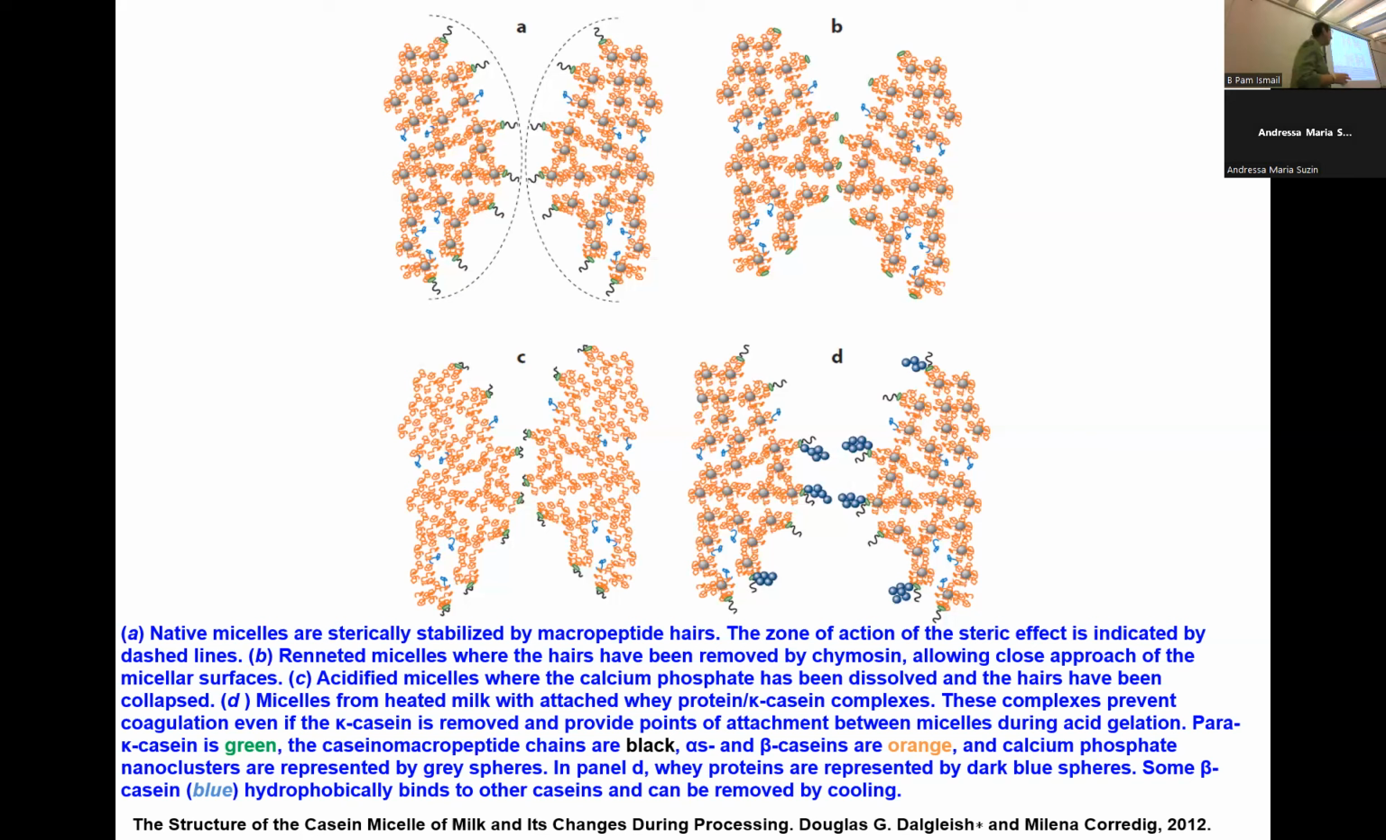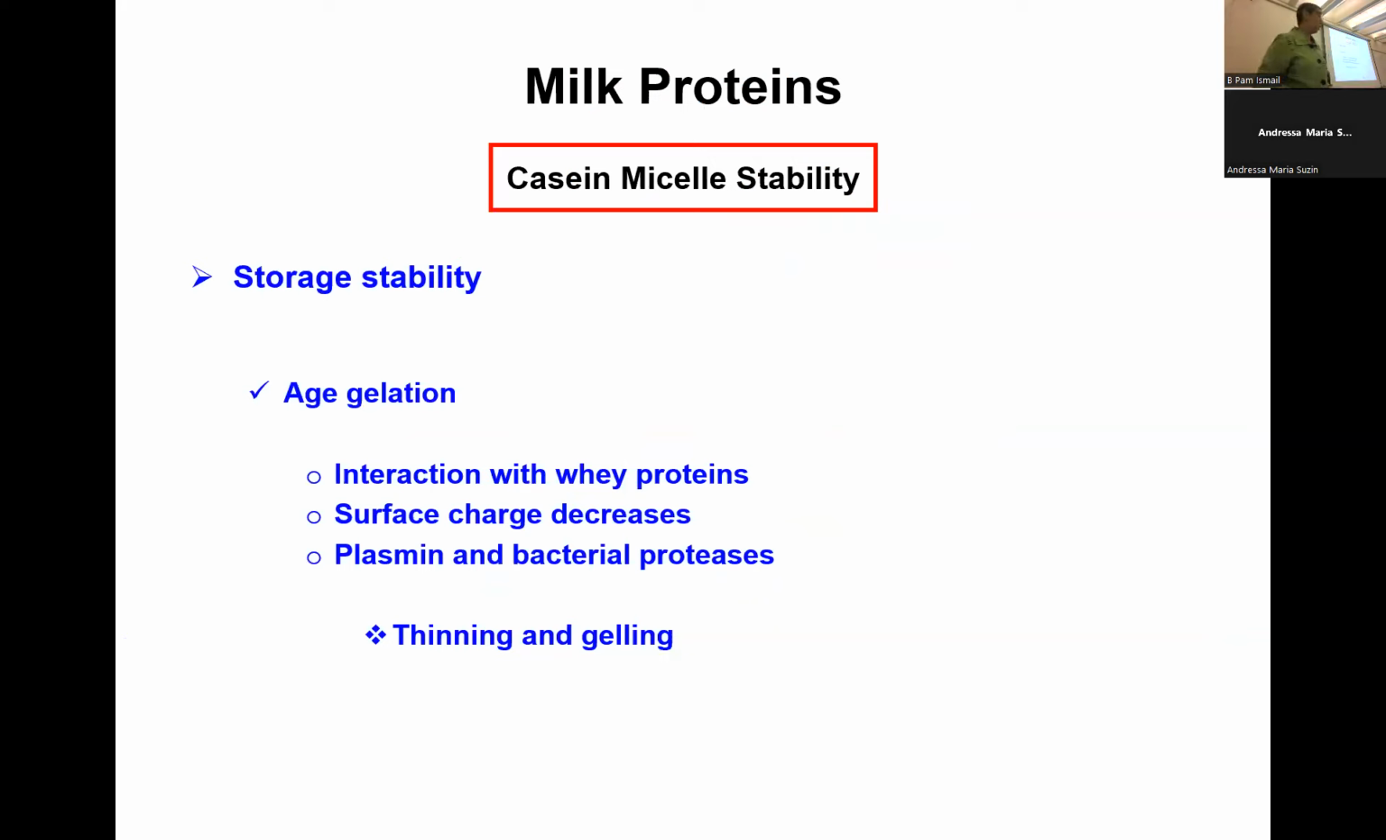So when we want to make a cheese, we don't want that with enzymes. We don't want that to happen. When we are forming a yogurt, we might add whey protein to enhance the gel strength of that yogurt and reduce syneresis.